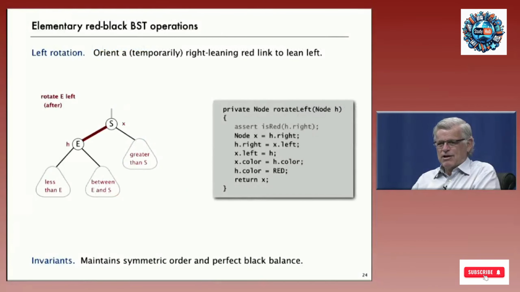Now the property of this operation that's very important is it maintains symmetric order. The keys between E and S are still there. We just change the way we get to them, and the keys less than E and so forth. And also we maintain perfect black balance because we didn't change the black height of anything by doing this transformation. All those three subtrees are exactly the same relative to the top and bottom of the tree as they were before the rotation.